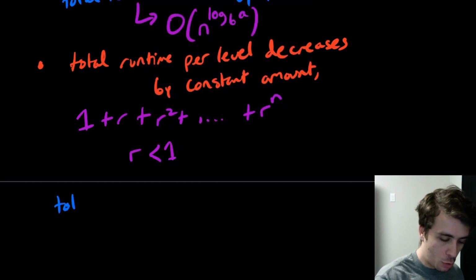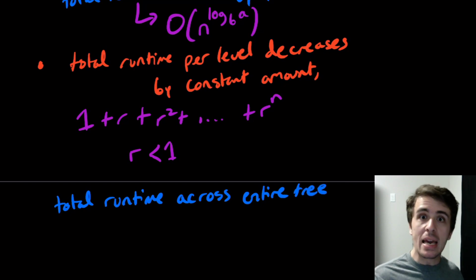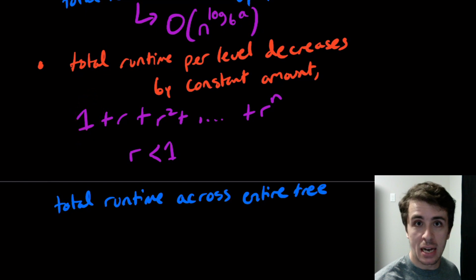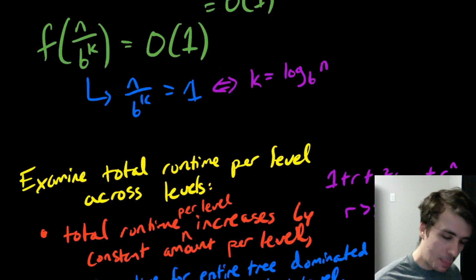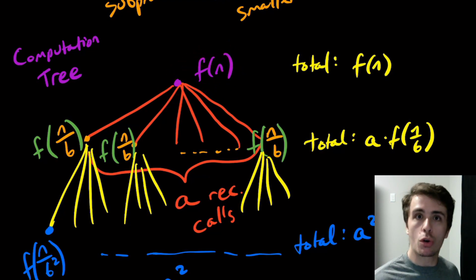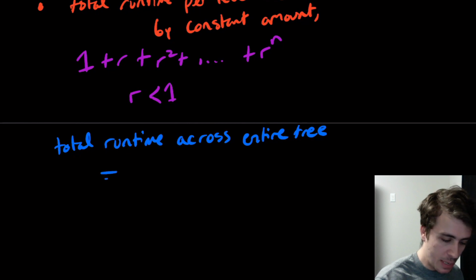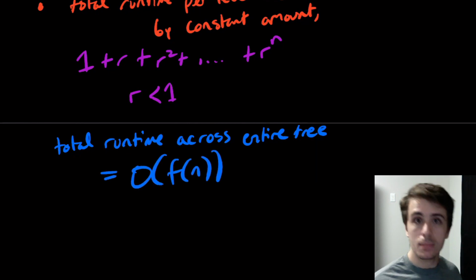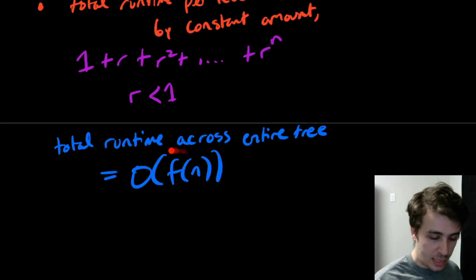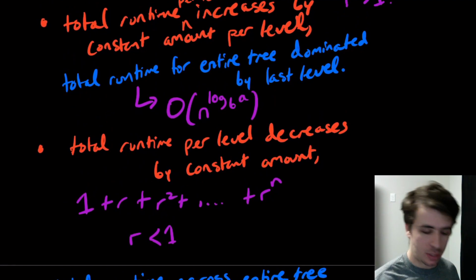And so therefore the total runtime across the entire tree is going to be a constant times whatever it cost at the top level. This converges to some number, so that's just some multiple of 1. And at the top of the tree, what we had was f of n. That's the time to combine all the subproblems. So the total runtime is going to be a constant times f of n, so the total runtime is going to be big O of f of n. Okay, cool. So that's the runtime if the total runtime decreases by a constant amount per level.